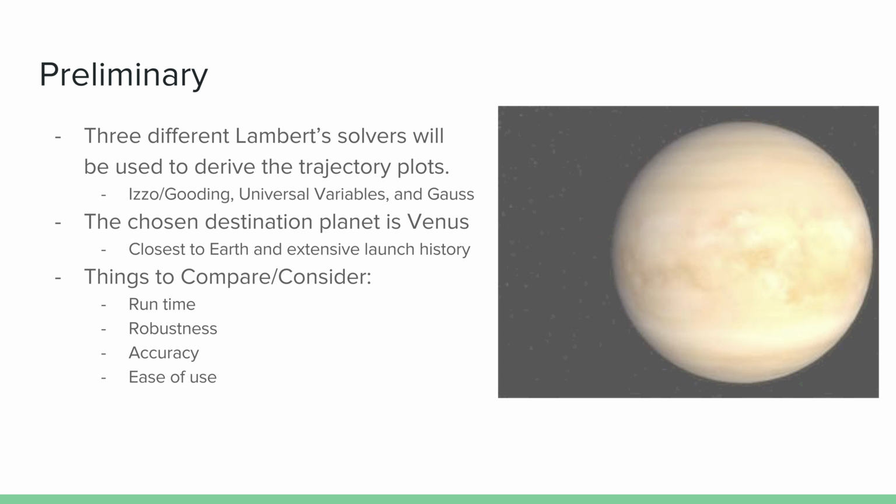The chosen arrival destination was Venus because it has limited trajectory options because it's very close to Earth. Also, there's a very extensive history with flybys of Venus, so it'll be easy to find something to compare it to. Some things I'll be considering in this comparison are runtime, robustness, accuracy of the results, and how easy each method is to implement.